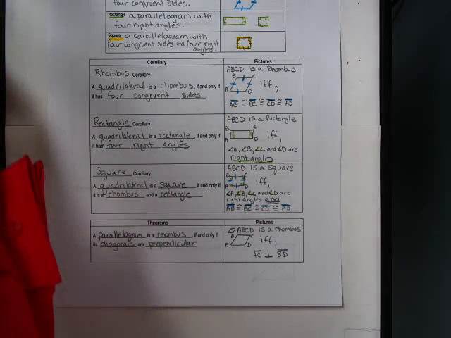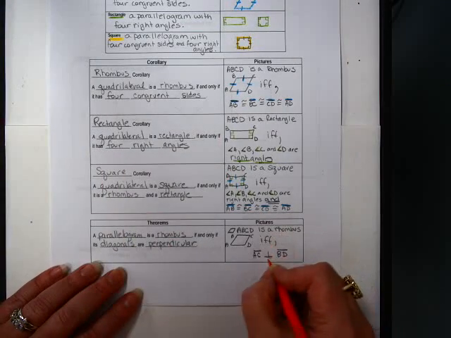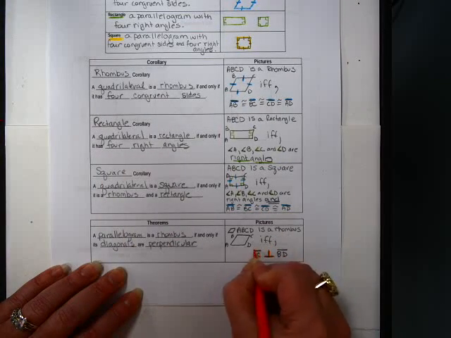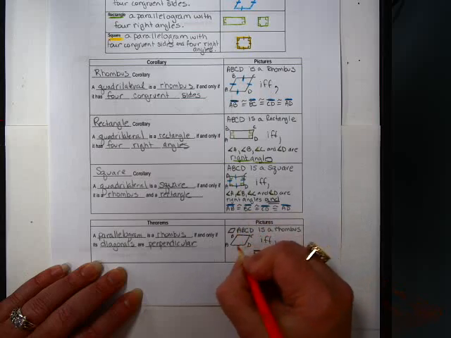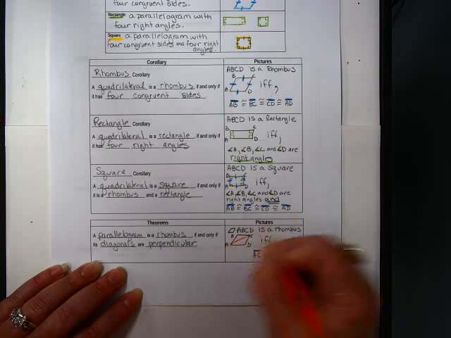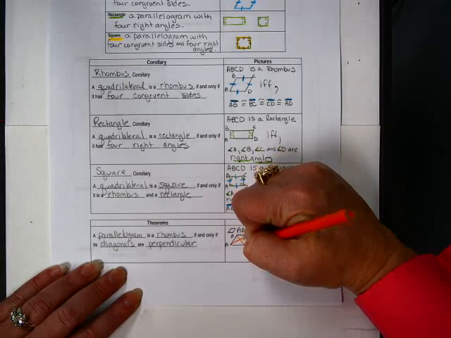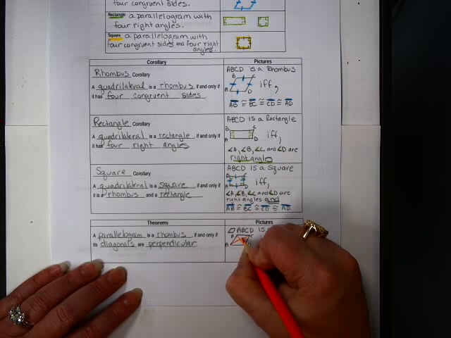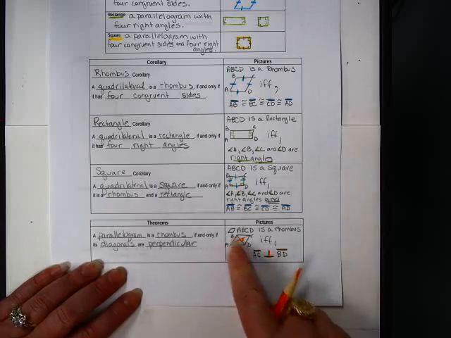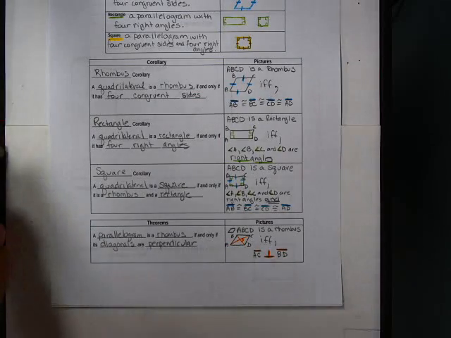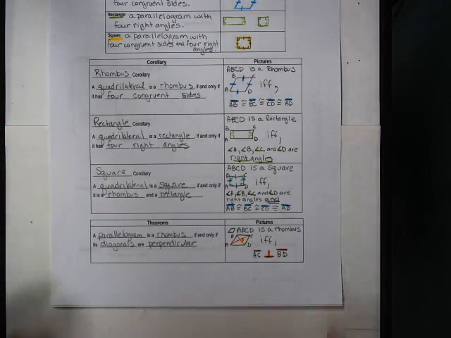Okay, so I'm going to draw that. I'm going to choose a color. I'm looking for these perpendicular segments. So AC and BD, these, and remember, to show perpendicular, we just draw one little right angle. Those are perpendicular. All right, next page.